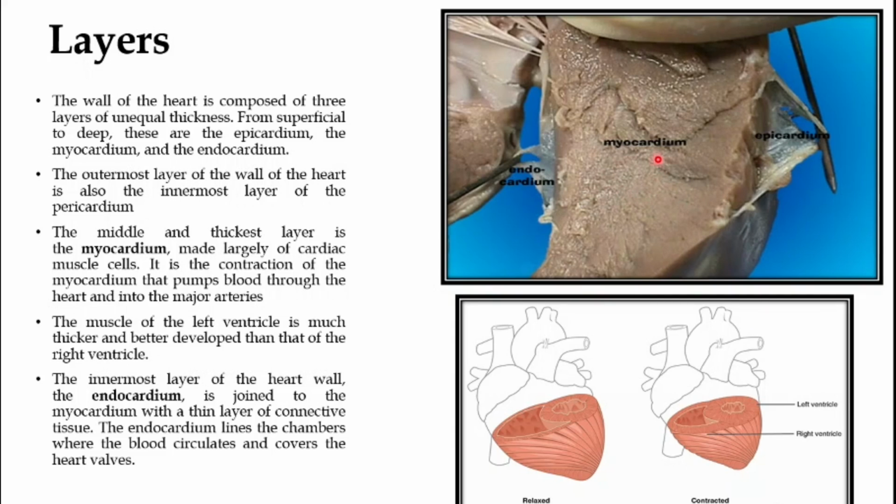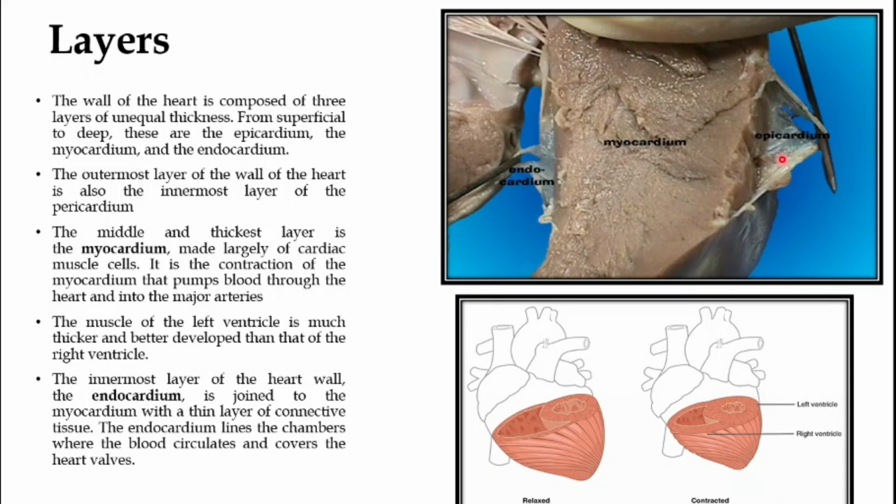Myocardium is thicker as compared to the epicardium and endocardium. The myocardium is the thickest layer and is responsible for the contraction of the heart. It is the myocardium which contracts to pump the blood out of the heart and supply it all over the body. You can see the myocardium thickness.